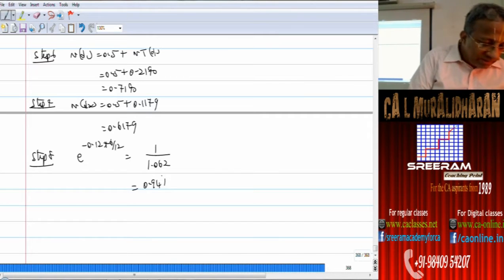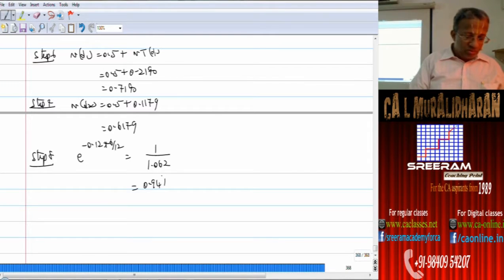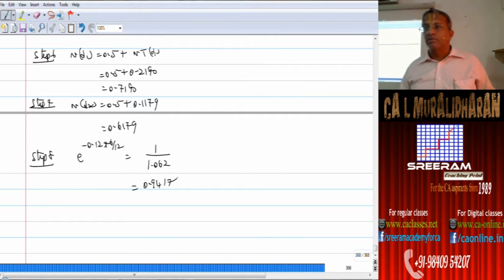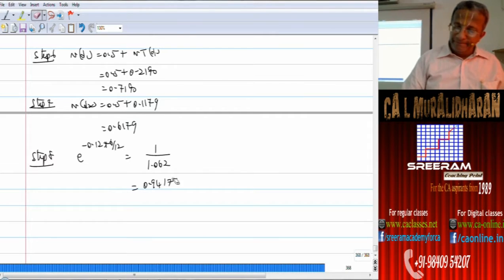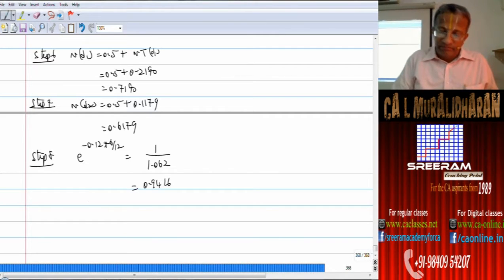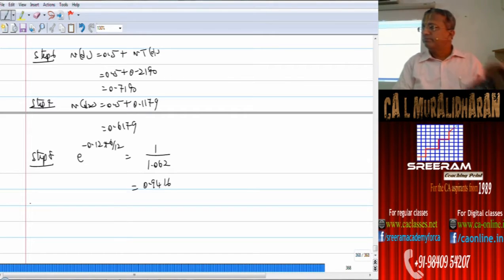Why is it coming like that in this? 1 divided by 1.062. This is coming as 7, I don't know about the other. Maybe I have not checked. Huh? 6. No, it's coming like this. Correct only.